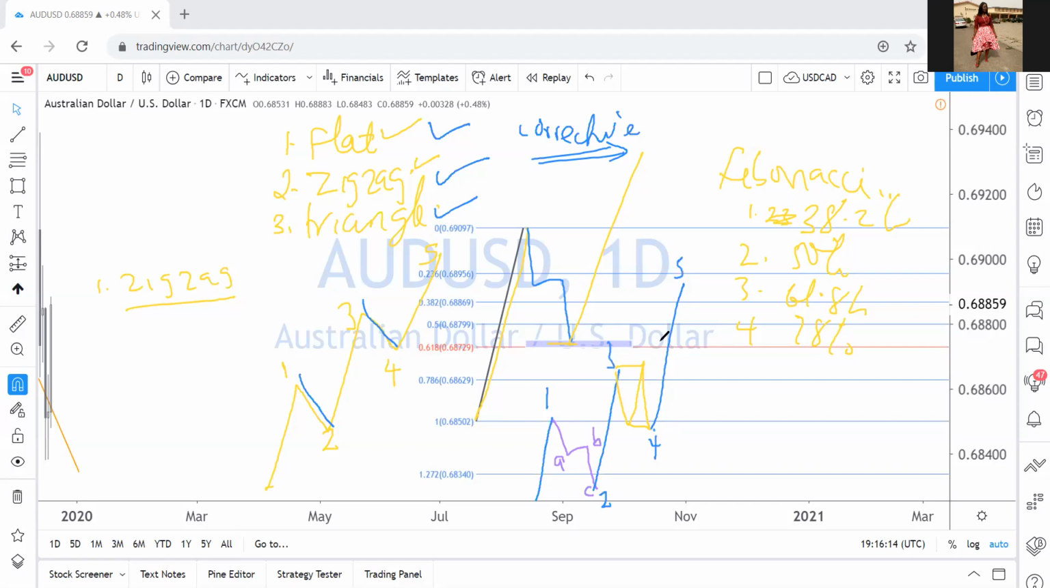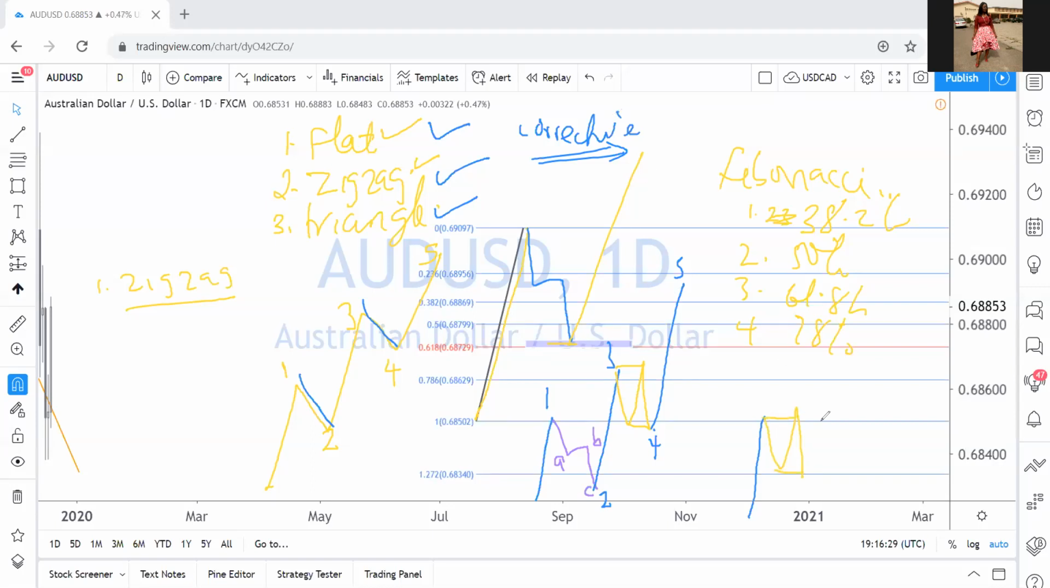So now, in another way around, you can have wave 1 like this. After wave 1 has formed, you can now have a flat forming here as wave 2.